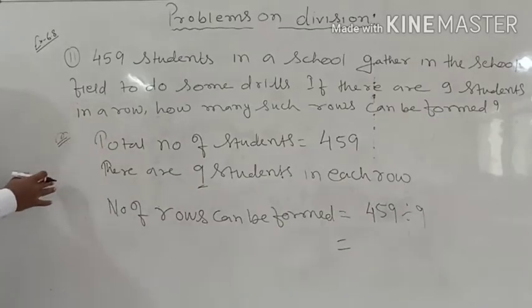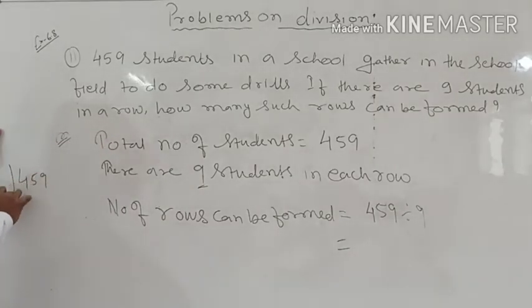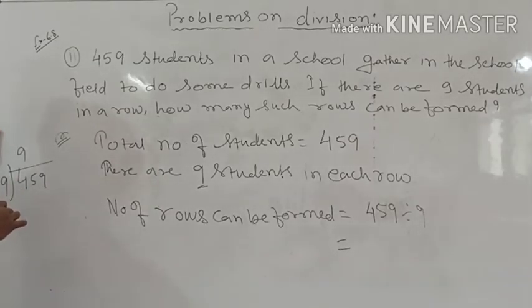यहाँ पे space है तो मैं बना देता हूँ. 459 you are dividing this by 9. So 9 से अगर डिवाइड करेंगे, 5 9s are 45, right?